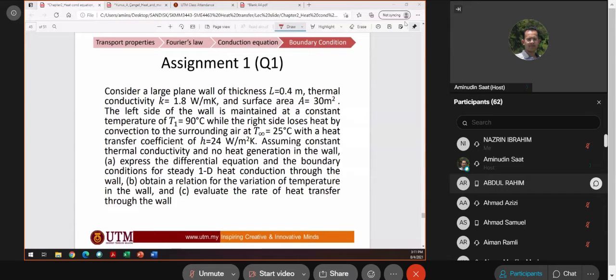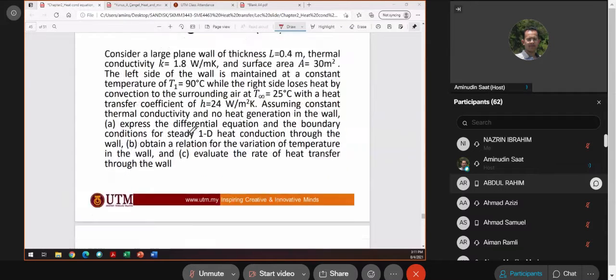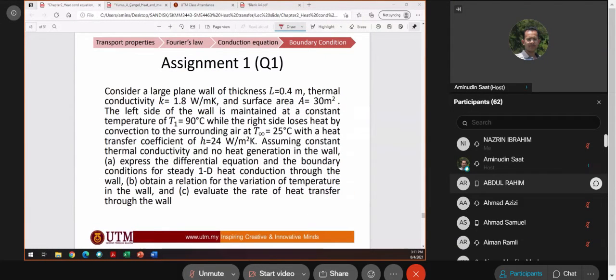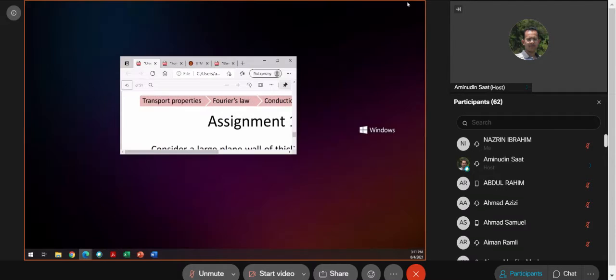How can I copy this so that I can draw some sketch behind the problem? Can I? No. 257, is it? Sorry, 258. This is a large plane wall thickness. I think we just draw from the... Probably I can put it side by side.